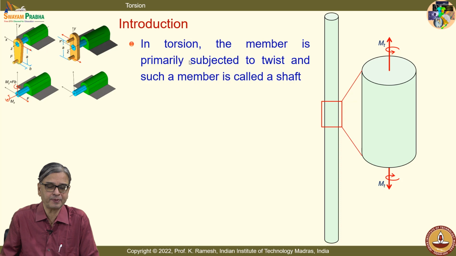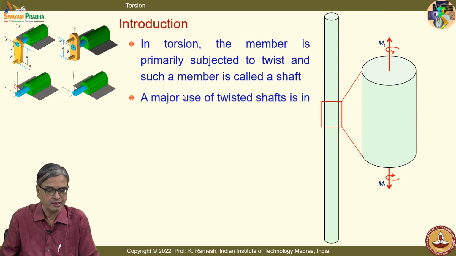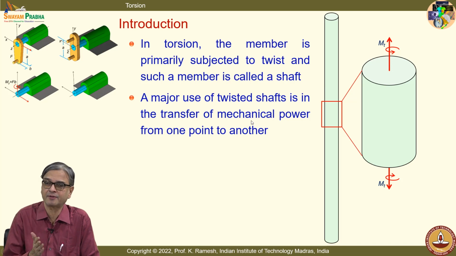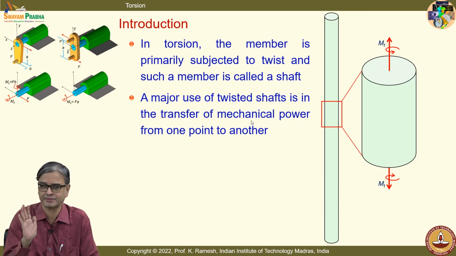In torsion, what happens? The member is primarily subject to a twist, and such a member is also called a shaft. The moment you say shaft, you understand that it transmits torque. A major use of twisted shafts is in the transfer of mechanical power. See, it is used in a wide variety of applications, and it is a very important mechanical component. So, if you learn how to design it, you can handle a host of problems.